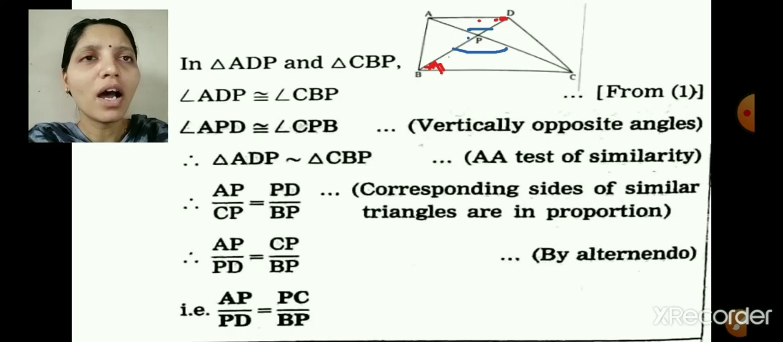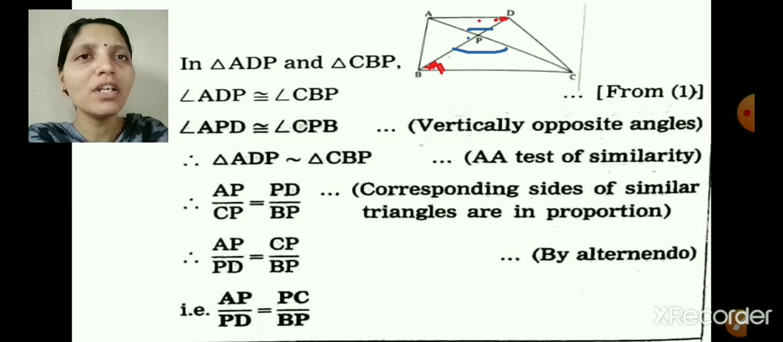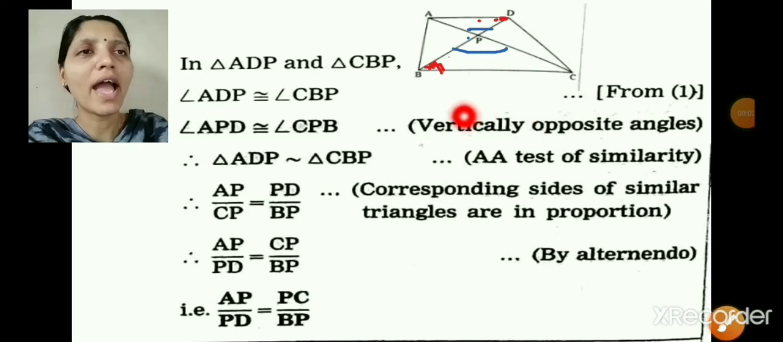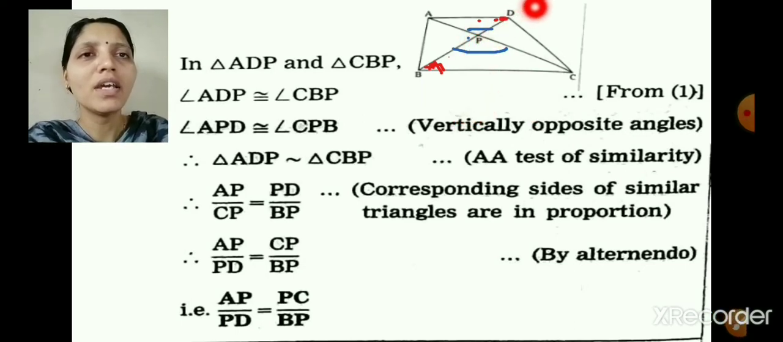Now after that we are going to consider two triangles, triangle ADP and triangle CBP. In these two triangles, what you got? Angle ADP is congruent to angle CBP, just now we got from equation 1. And angle APD is congruent to angle CPB. What reason will you write here?